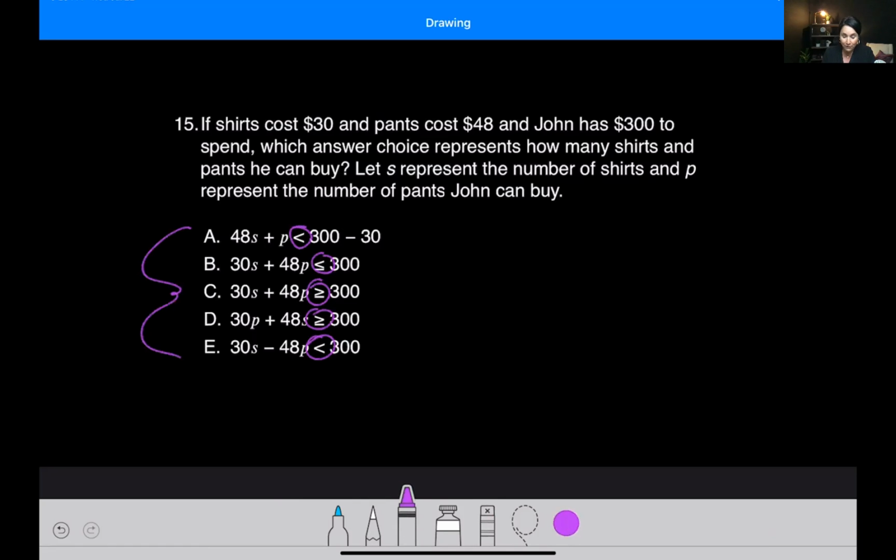Notice they're not asking for an answer. They're asking for the right equation, all right? And this might make you crazy if you're not an algebra person, but you're not even going to have to do algebra, so don't worry about it. So I'm going to go a little lighter here.